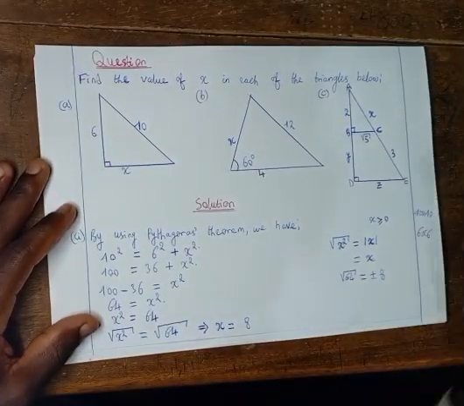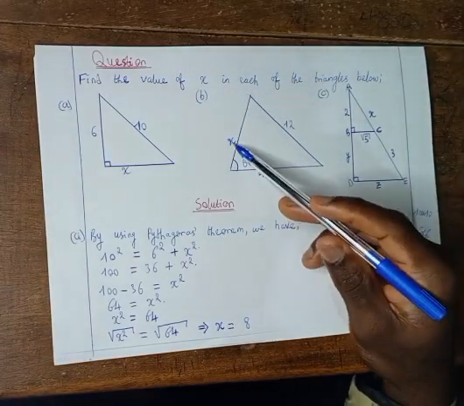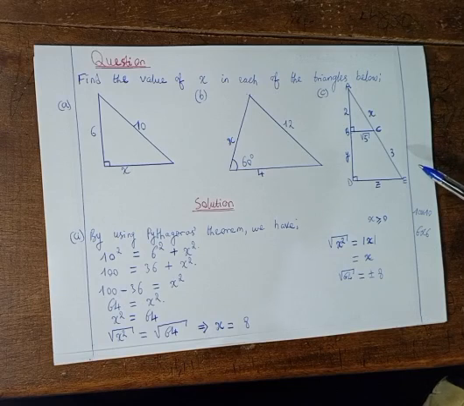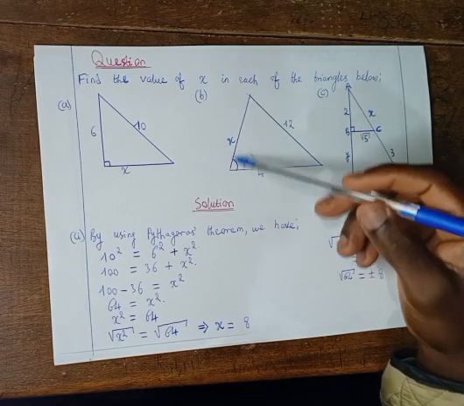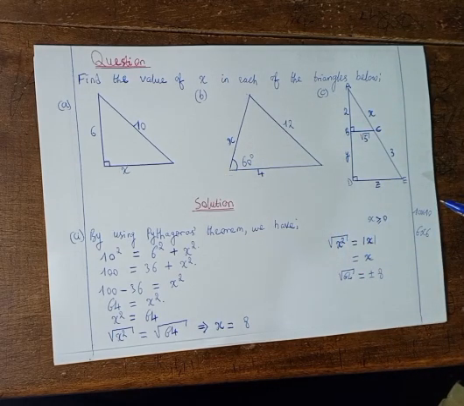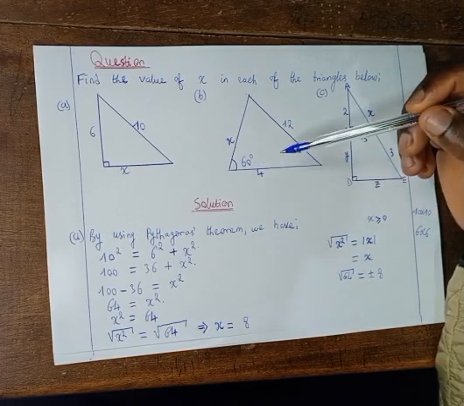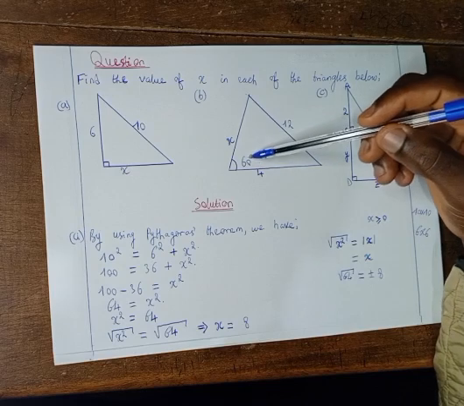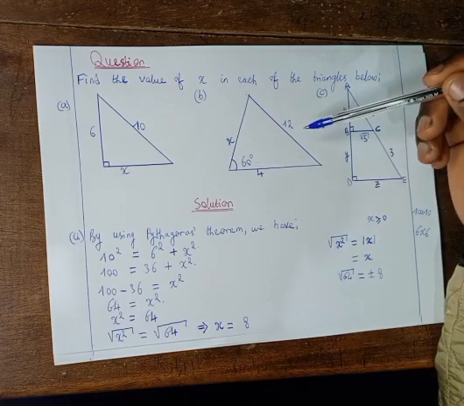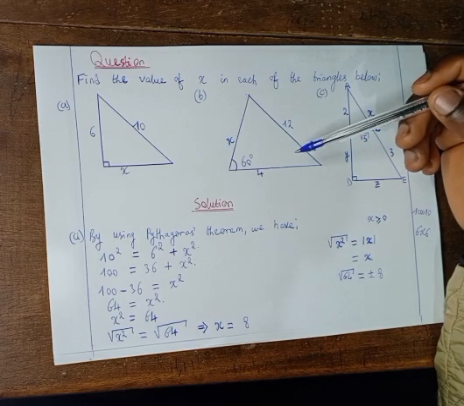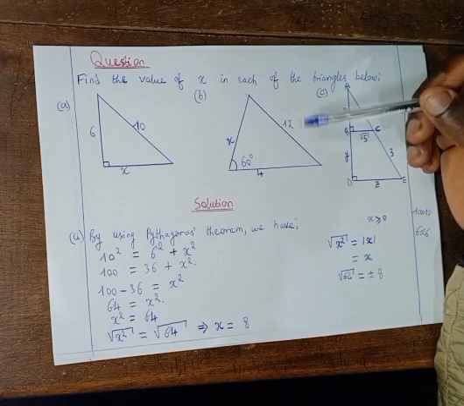Next, let's go now to question B. Question B, here we have to find the value of x. In this case, you see that this triangle is not a right angled triangle. We have to find the value of this side. In this case, an angle has been given, an angle in between two sides has been given, and the side which is opposite to that angle, the dimension has been given. In this case, we are simply going to make use of the cosine rule.